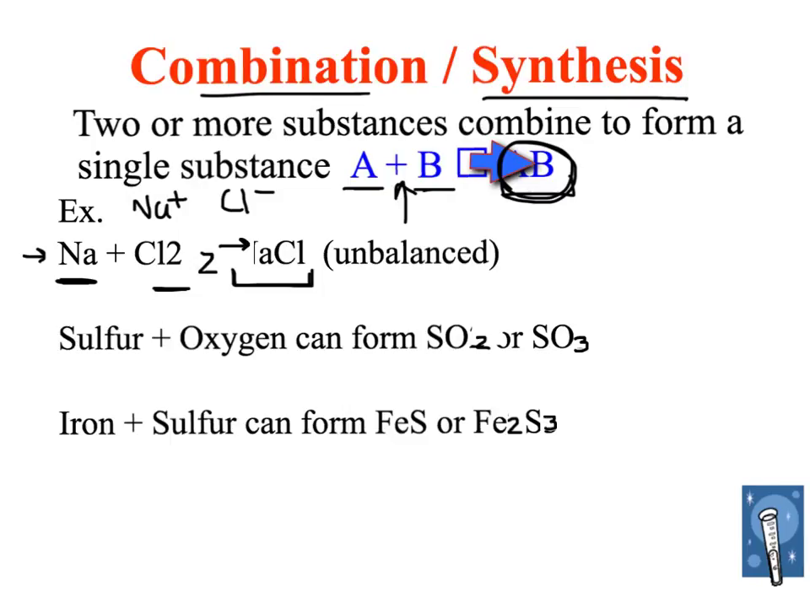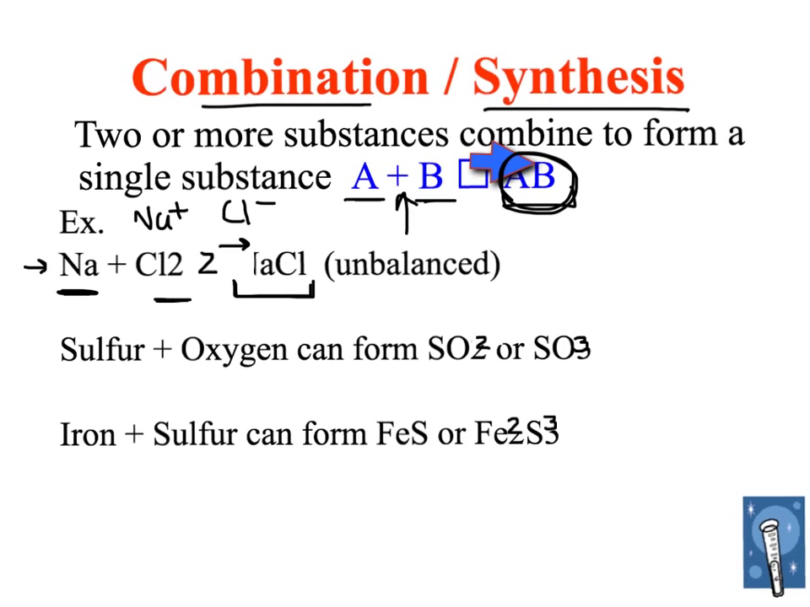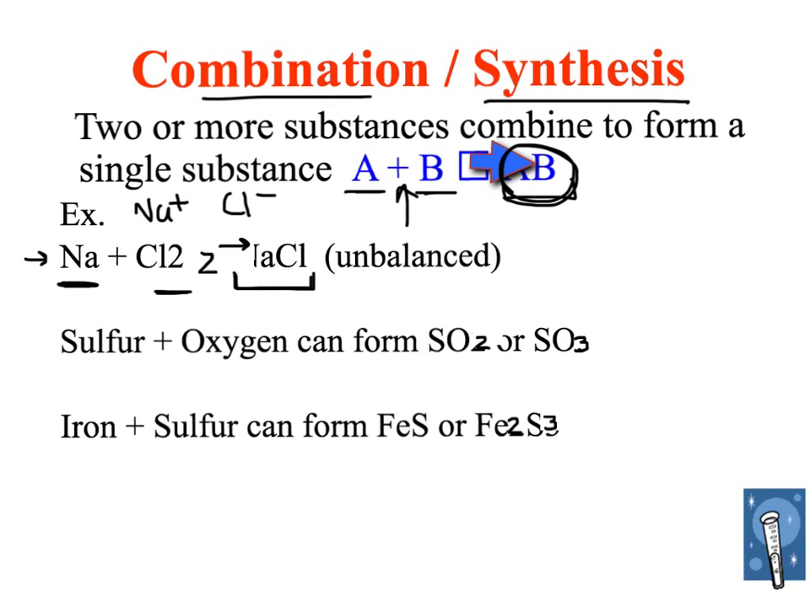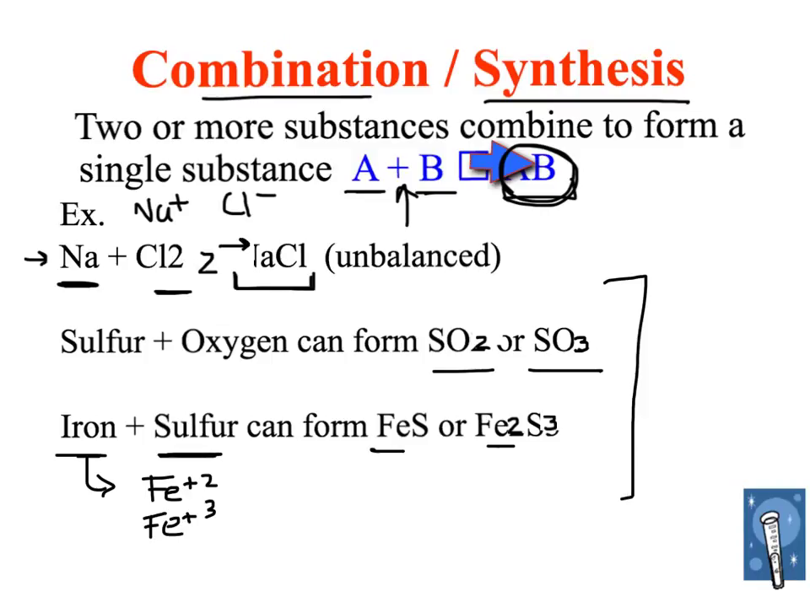So for example, if we combine sulfur and oxygen, which are 2 nonmetals, we could get sulfur dioxide or sulfur trioxide, 2 possibilities. Or if we combine iron and sulfur, since iron's in the d block, it could form iron sulfide, or iron(II) sulfide, or iron(III) sulfide. So in some cases we don't know for sure. In our class we're not going to deal with what possible things can be made, but you should definitely be able to recognize a synthesis reaction.